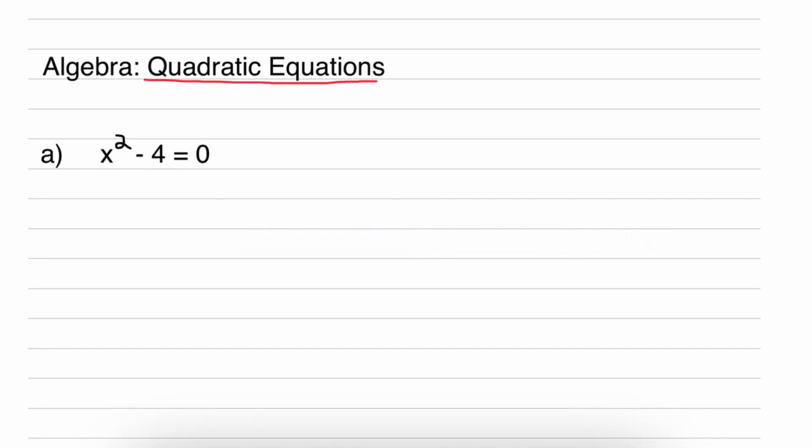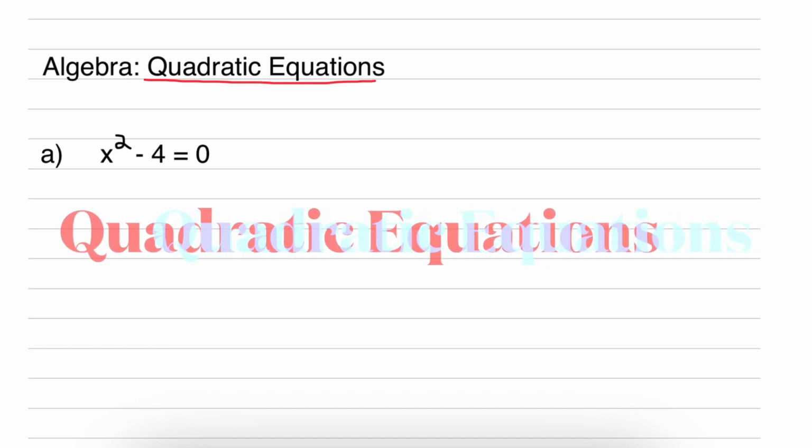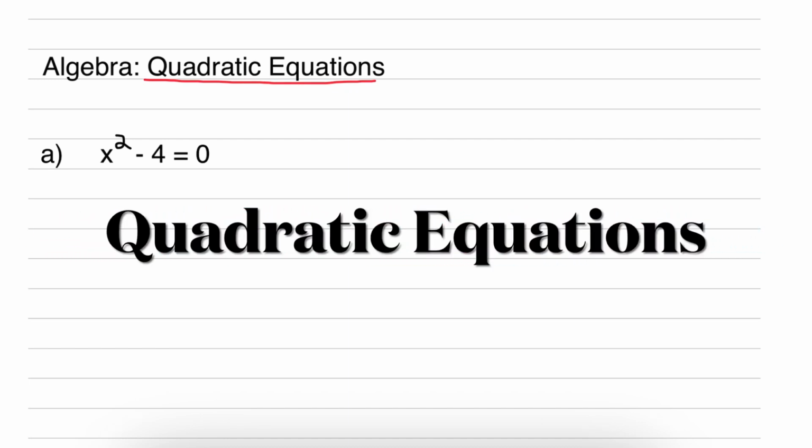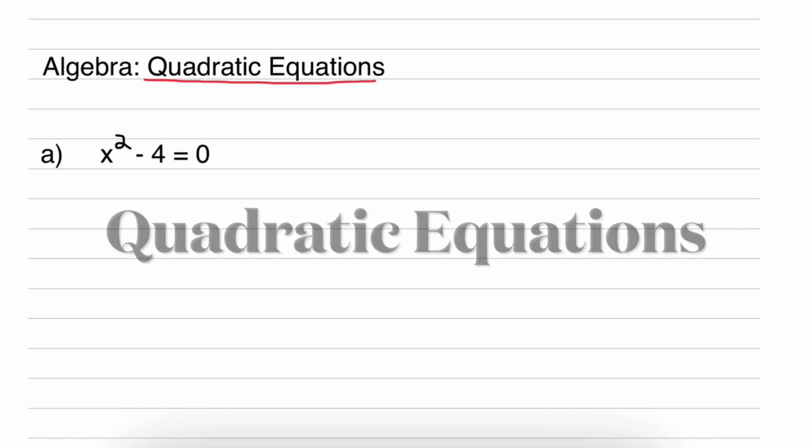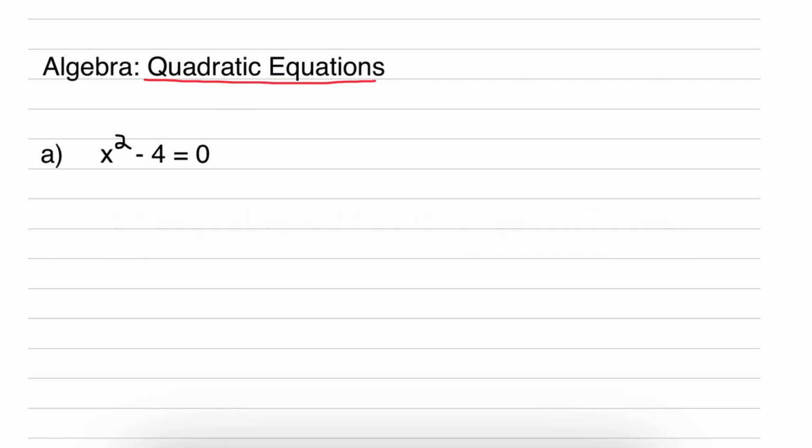In this lesson, we'll be focusing on the topic quadratic equations. Alright, so for our first example, let's have a look. x squared minus 4 equal to 0. This is a quadratic equation because we have the x squared component over there. Okay, and this means that we'll end up with two solutions.